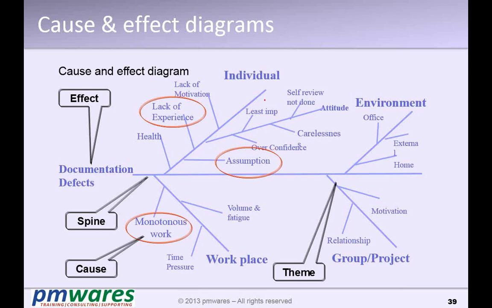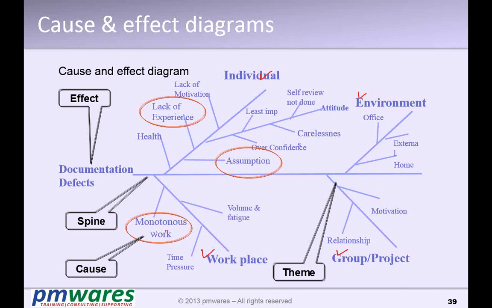So first we divide it into that it could be an individual problem, it could be an environmental issue, it could be an issue related to the group or projects, or it could be workplace related issues. If it is individual, what could it be? It could be lack of motivation, a lot of assumptions, attitude is not right, lack of experience. If it is environment related, the office environment is not right. It may be working from home and things are not so comfortable.